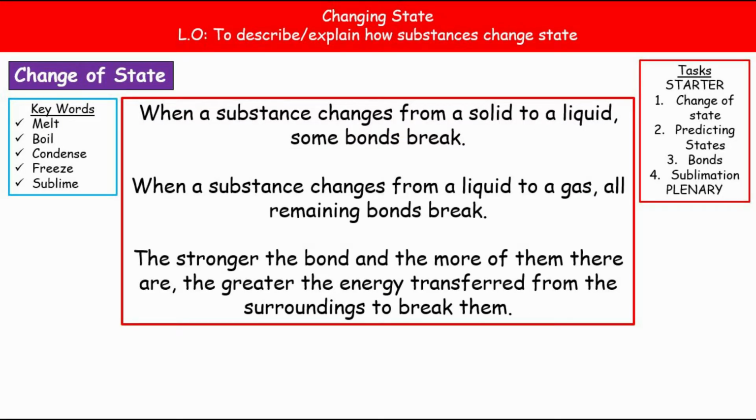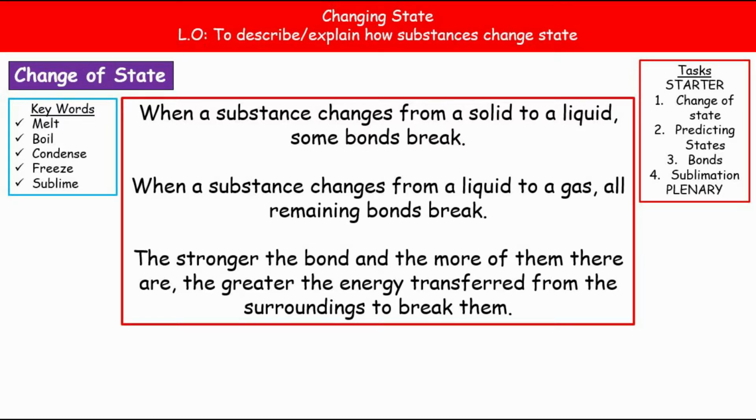Now, the key thing we need to know here is when we think about the structure of solids, liquids and gases, we need to go back to the work we did in C1. So think about our particle model of solids, liquids and gases. Now, each of those individual particles is actually held by these bonds. Now, what we find is that when our substance changes from a solid to a liquid, then some of the bonds holding those particles together will break. And when it changes from the liquid to the gas, all of the remaining bonds break. So then we've just got those individual particles.